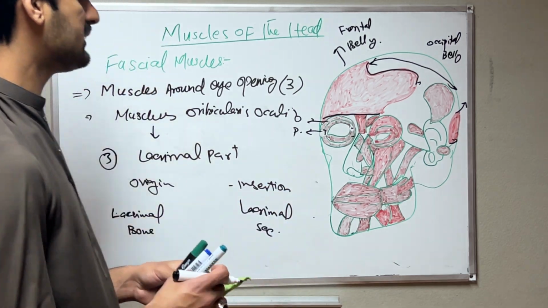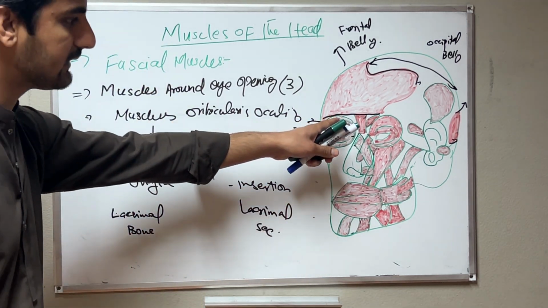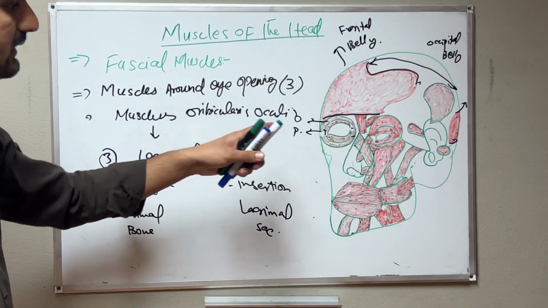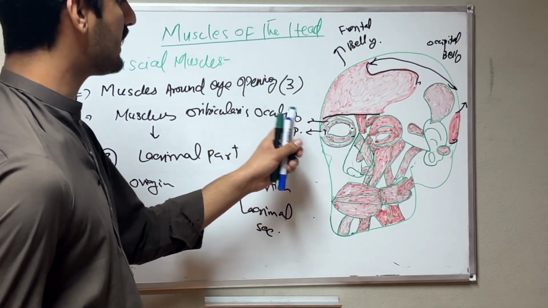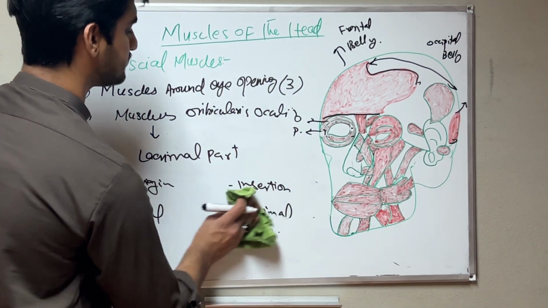Okay, this is the first muscle around the eye opening which we discussed, the musculus orbicularis oculi muscle.